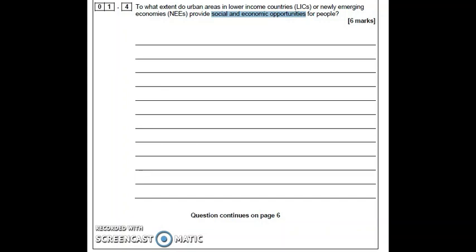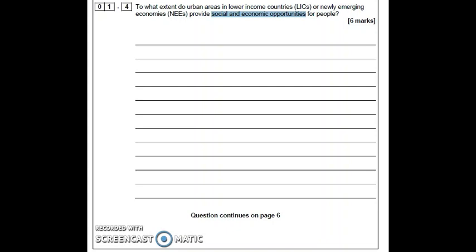1.4. To what extent do urban areas in LICs or NEEs provide social and economic opportunities for people? So it's a 6-mark question, roughly 6 minutes worth of writing on it. For these questions, very similar to the 9-mark questions, can you think of a case study that you can use to help you answer it? And the answer is yes.